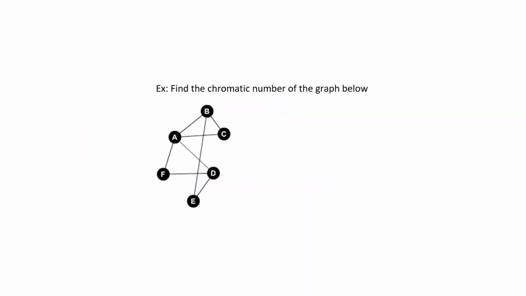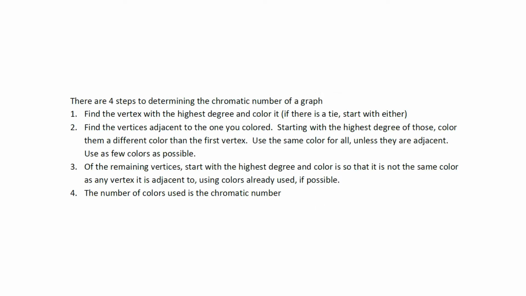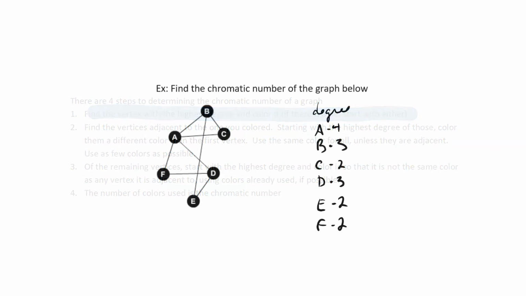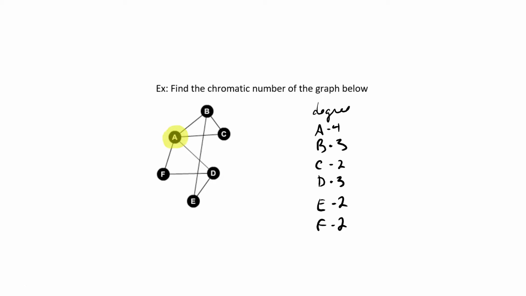We're asked to find the chromatic number of the graph below. The first step is to find the degree of each vertex. A has a degree of 4, B has a degree of 3, C has a degree of 2, D has a degree of 3, E has a degree of 2, and F also has a degree of 2. From that, we can see that vertex A has the highest degree. Looking back at the process, it says that we're supposed to find the vertex with the highest degree and color it. In this case, we color in vertex A.